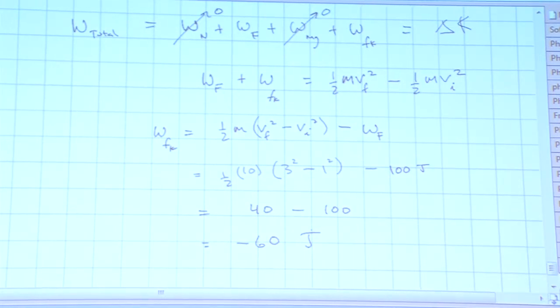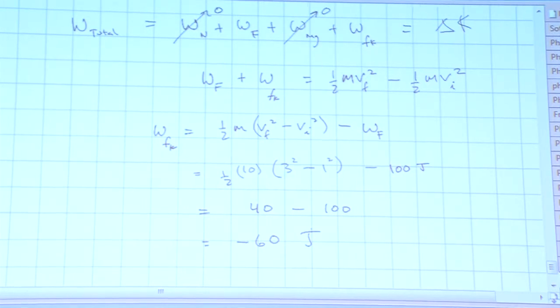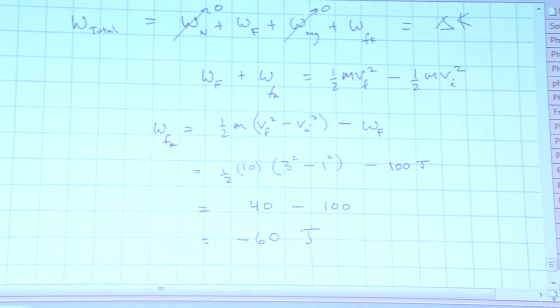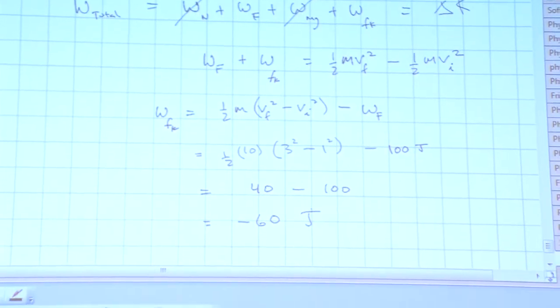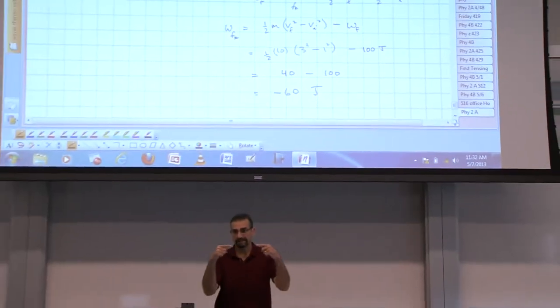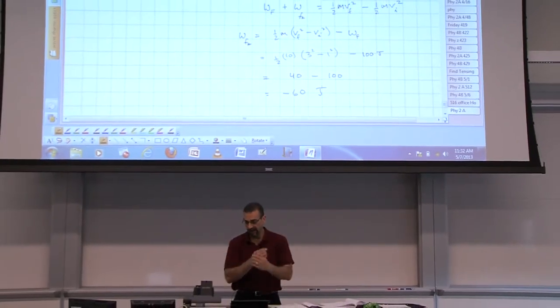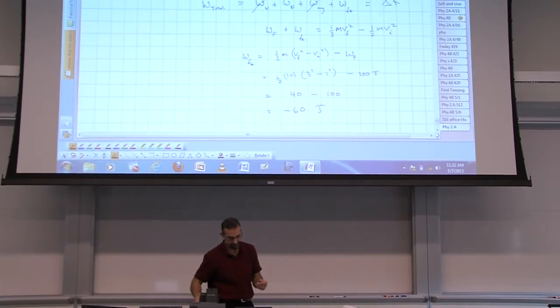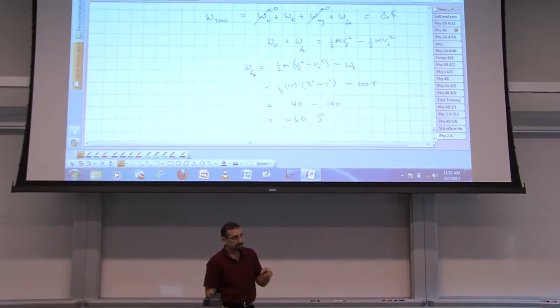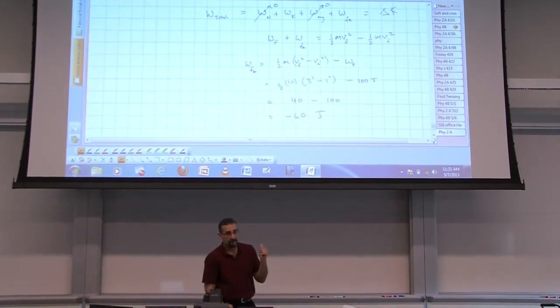We know it has to be negative. Friction is opposing the motion of the block, right? So we know we're going to get a cosine 180 in there, right? Friction and delta x are in opposite directions. Anybody check my algebra? Are we good?